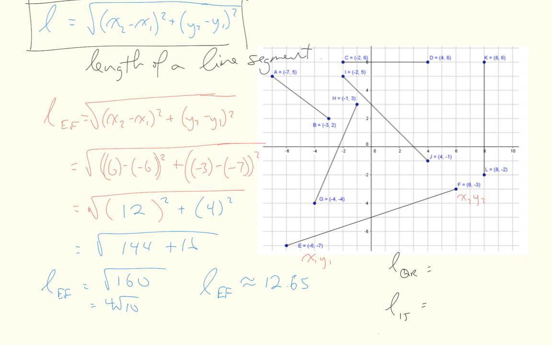The length of QR is exactly root 68, or if your calculator prefers, 2 root 17. And that's approximately 8.25 if you round correctly. And the length of IJ is exactly root 72, or perhaps 6 root 2, and approximately 8.49. All right, there you go. How to calculate the length of a line segment.